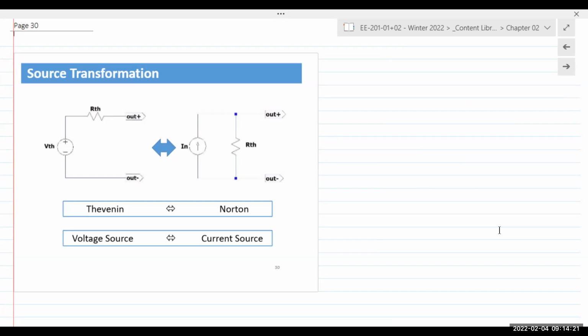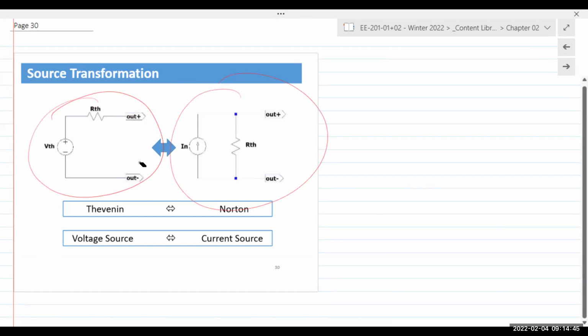All right, so source transformation comes from the fact that we can represent a large linear circuit with a voltage source in series with the resistance, and we can also represent it as a current source in parallel with the resistance. So if A equals X and A equals Y, we can say X is equal to Y, right? So if a large circuit has equivalence to a Thevenin circuit and also to a Norton circuit, we can transform that same voltage source to a current source and vice versa, back and forth as we need it.